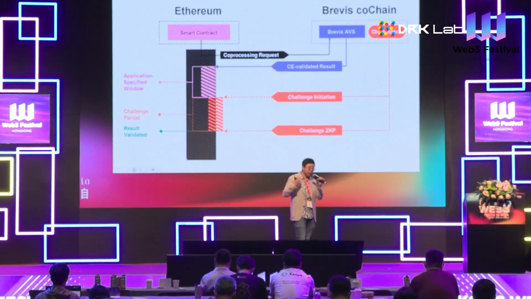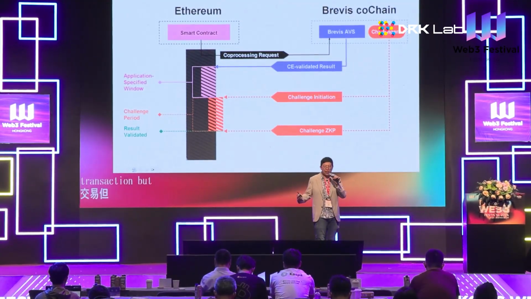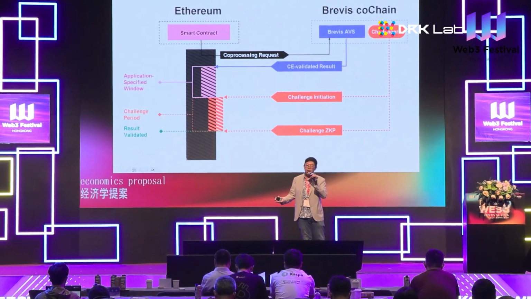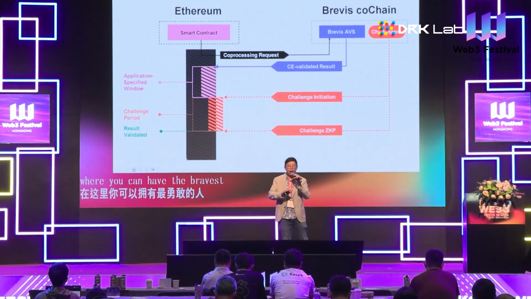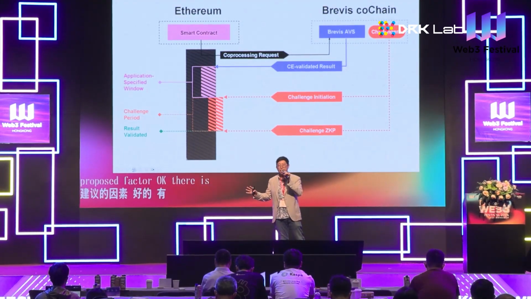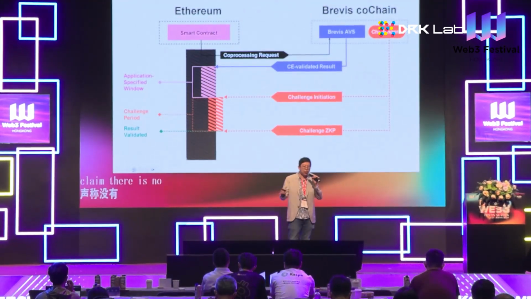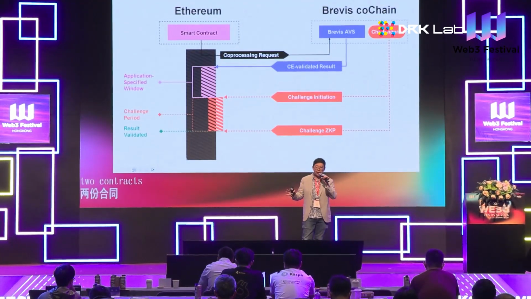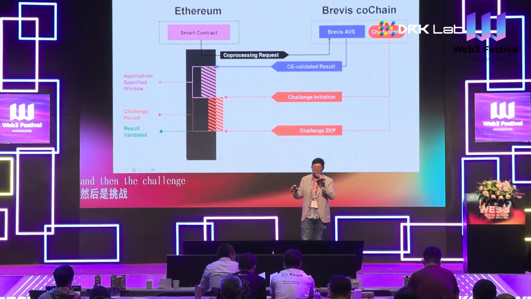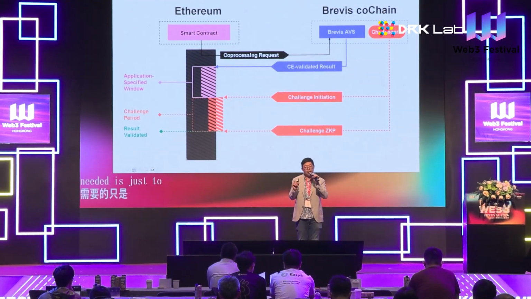But using crypto economics proposal plus ZK challenge, things are much easier, where you can have the Brevis ABS propose the fact that, okay, I claim there's no transaction involved between these two contracts. And then the challenge process, if needed, is just to prove the existence of one transaction to say, okay, what you're saying is wrong.